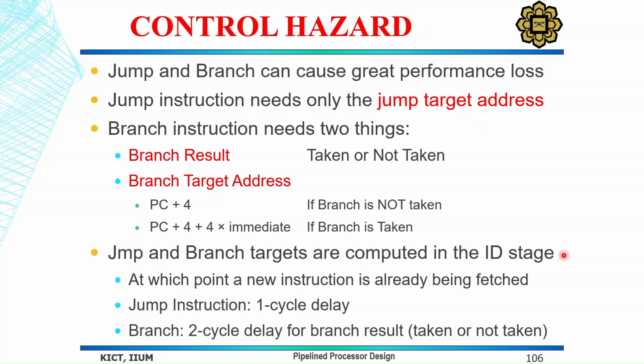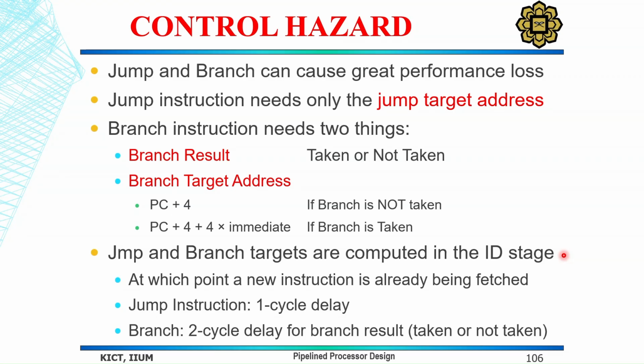The next hazard is the control hazard. We have a structural hazard, so no problem in this design. Then we have data hazards, which only happen with read after write operations. And then we have the control hazards. So basically control hazard is the third hazard. Jump and branch instructions can cause great performance loss.